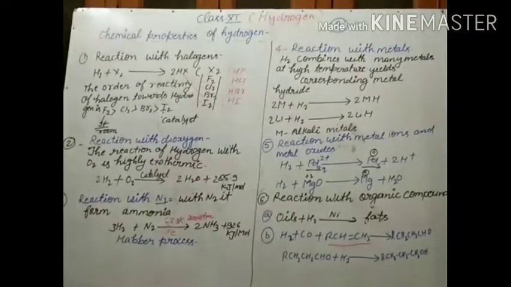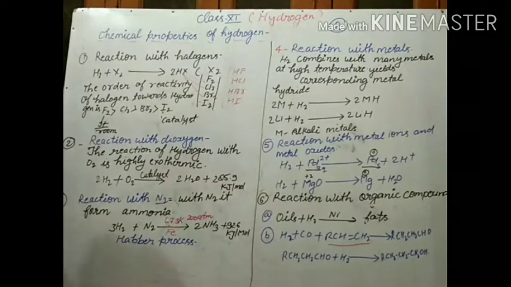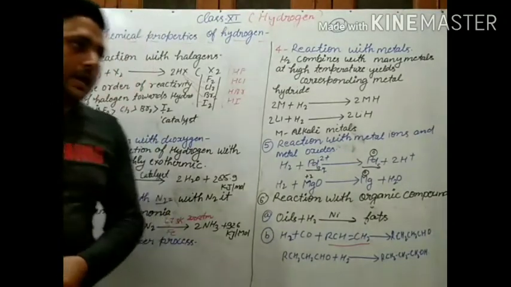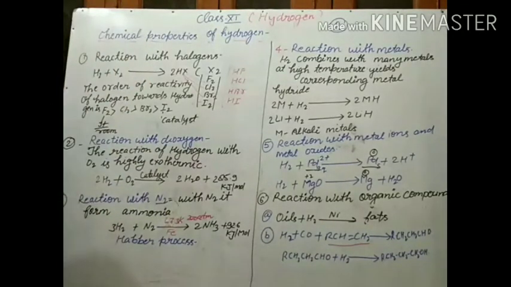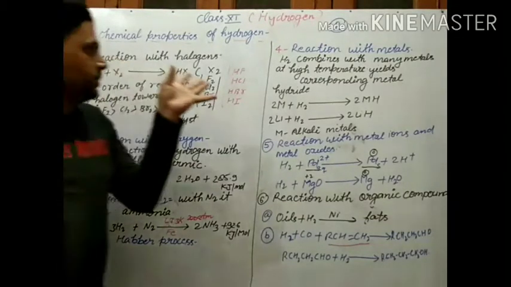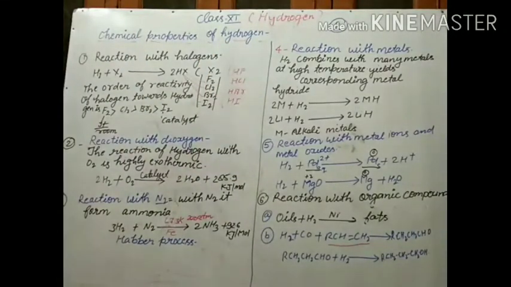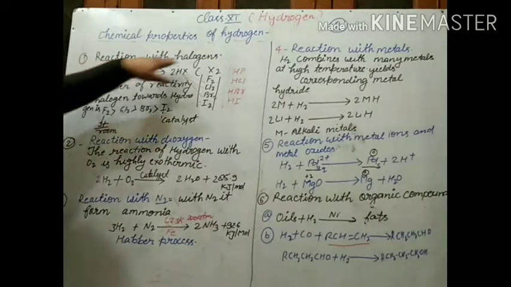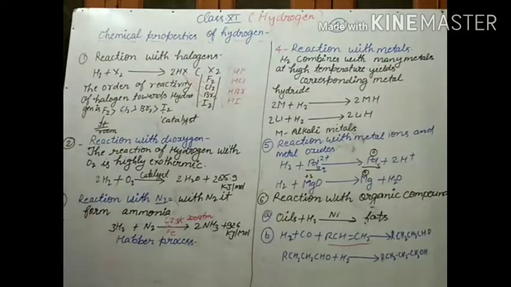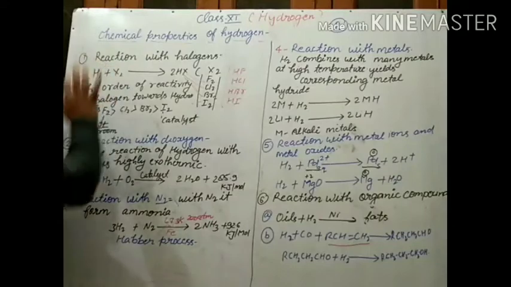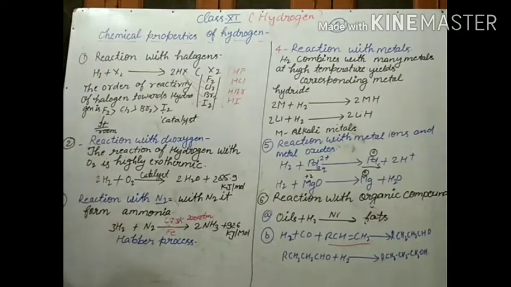We have seen that hydrogen is inert at room temperature, but it shows some reactions. So how many reactions dihydrogen shows is given here. First reaction is reaction with halogens. Dihydrogen reacts with halogen to yield hydrogen halide.